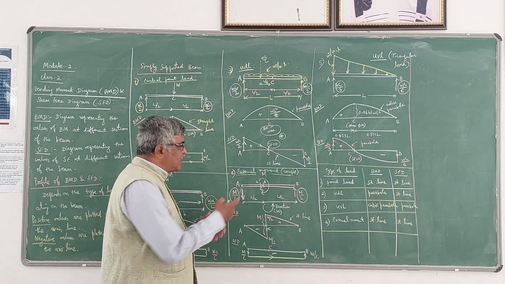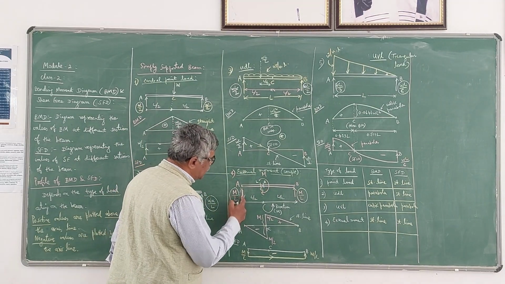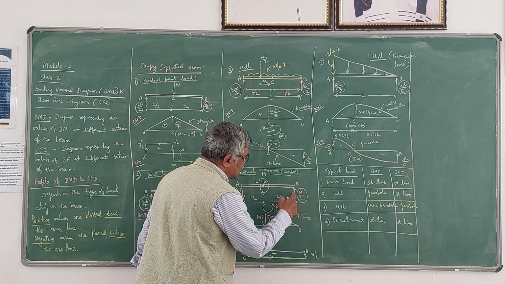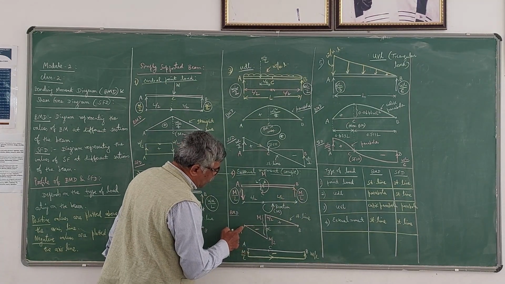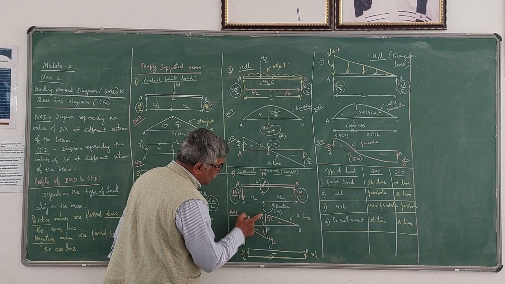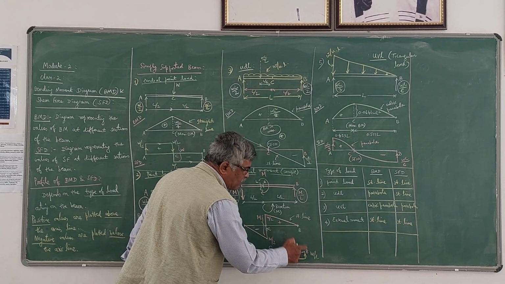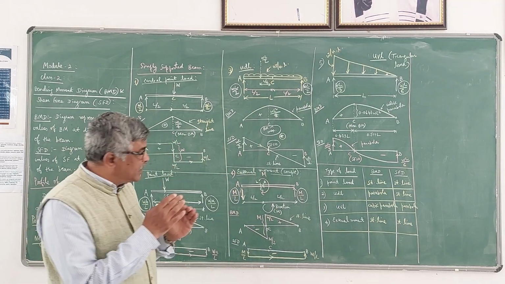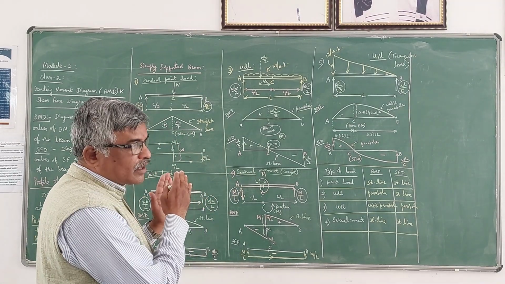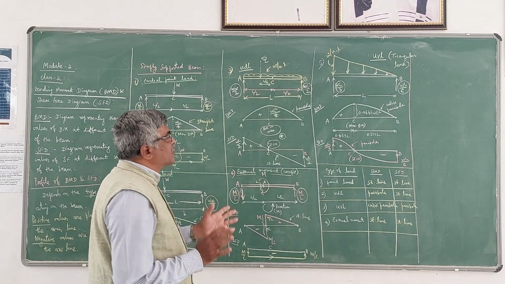Suppose if an anti-clockwise couple is given, the only difference is that this reaction will be upward, this reaction will be downward, and here positive will come first, negative will come next. That means the diagram will be like this and like this and like this. And here shear force will be completely positive. So that is the difference between anti-clockwise couple and clockwise couple when they give BMD and SFD. It is just the reverse of that.